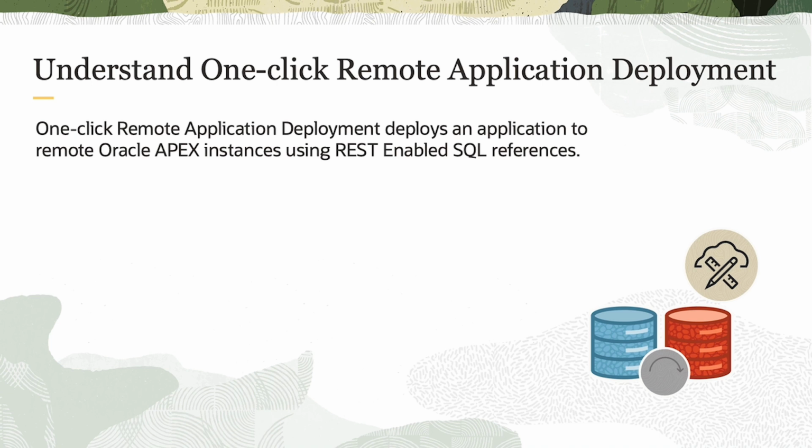In Apex, you can package the app definition along with database objects, images, and seed data necessary for your application to run correctly by using the functionality in Apex called supporting objects. You can then export this app and deploy it into your target Oracle Apex instance, which will both install the application definition and create the underlying database objects. Oracle Apex simplifies this process by introducing the one-click remote application deployment wizard.